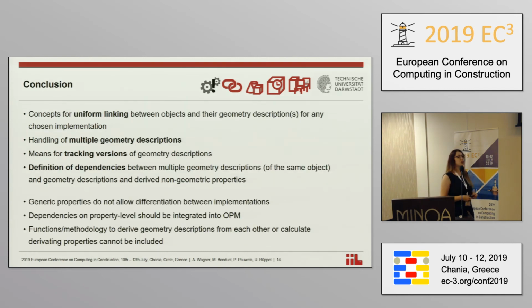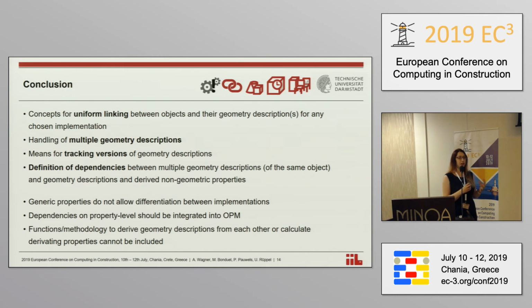And with that, I'm concluding. We have a unified linking method. We can handle multiple geometry descriptions. We can track version history, and we can define the dependencies in between. However, it's very generic. We cannot differentiate between the schemas we are using.